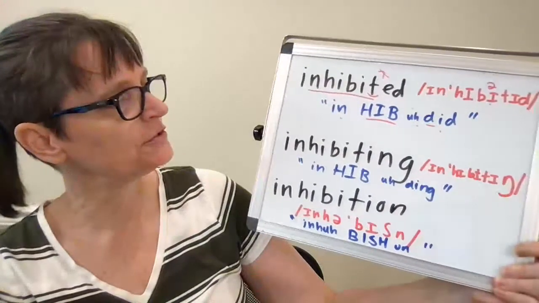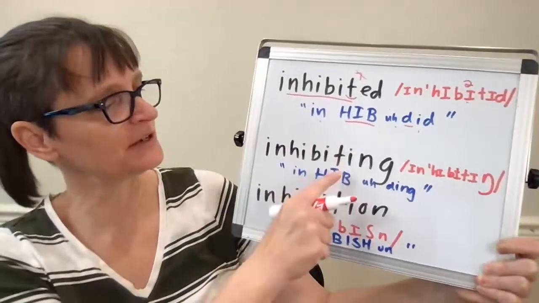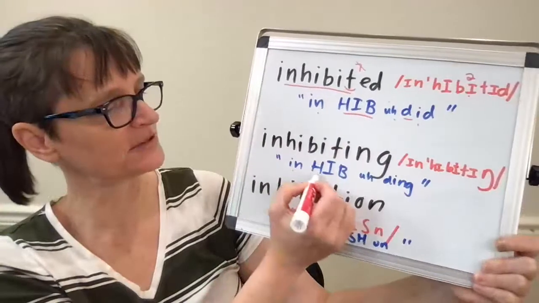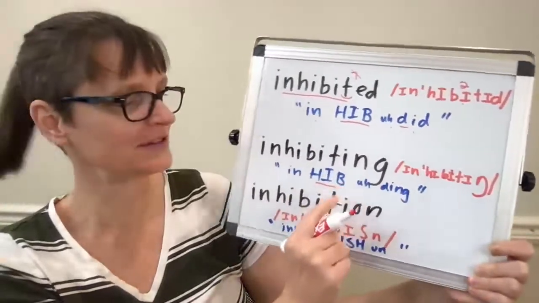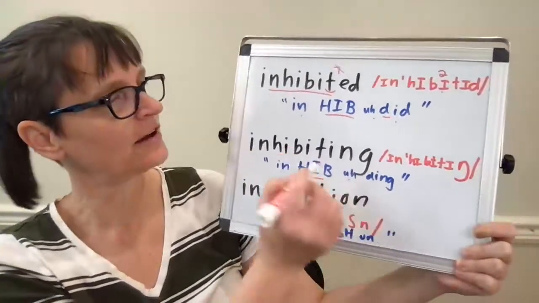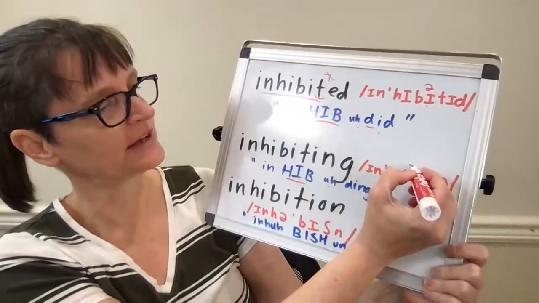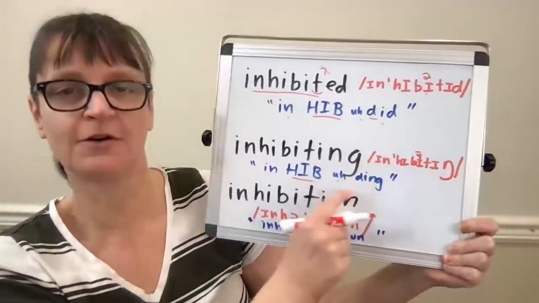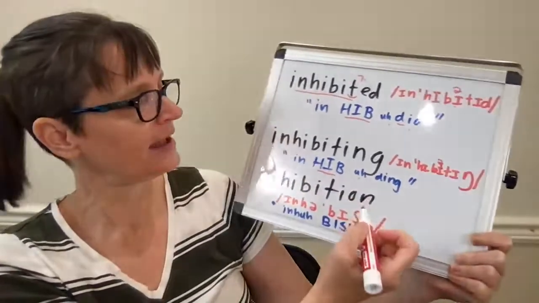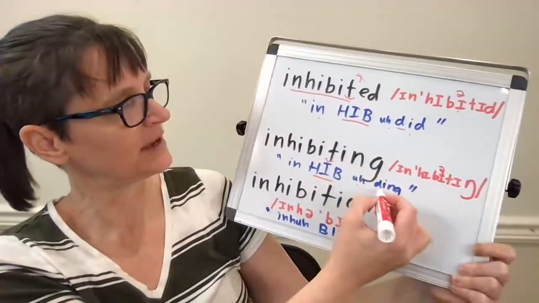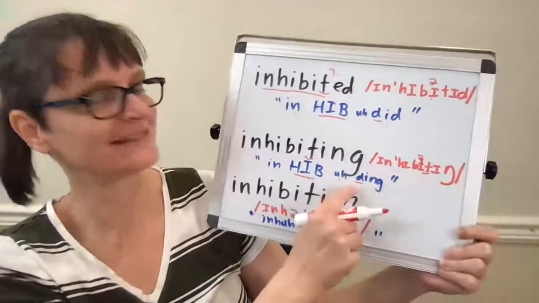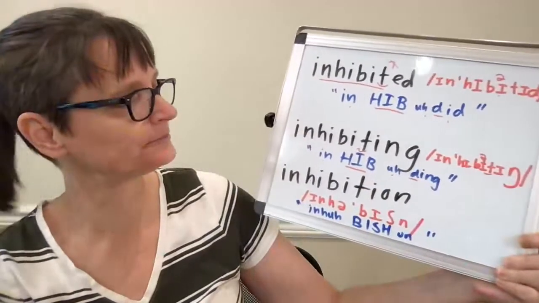Then when we move to inhibiting, it's very similar to inhibited, same stress pattern with the hib syllable stressed. Again, our light schwa or I here in the second to last syllable, inhibiting or inhibiting. And this T again becomes more of a flap. It sounds more like a D, inhibiting.